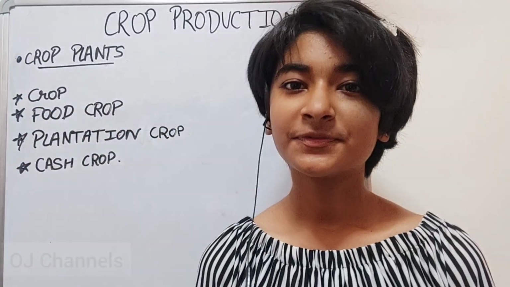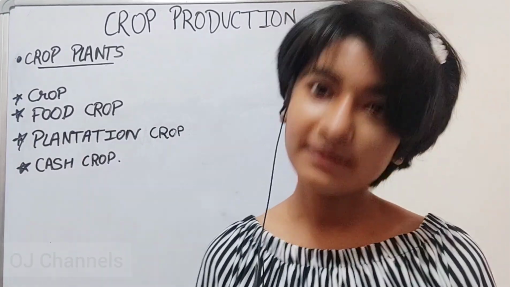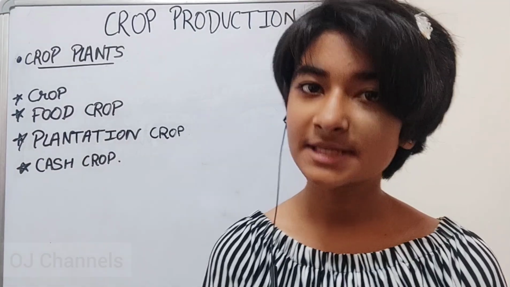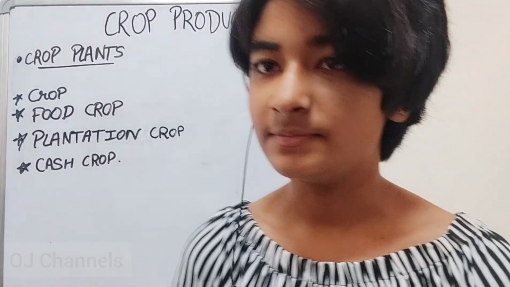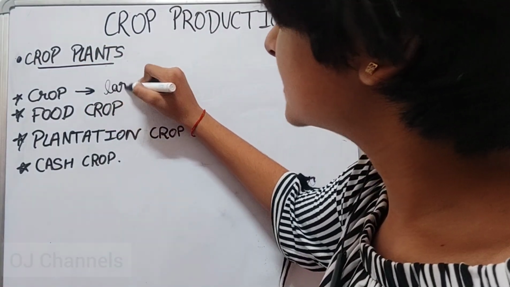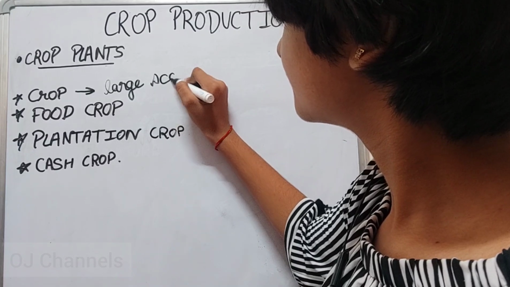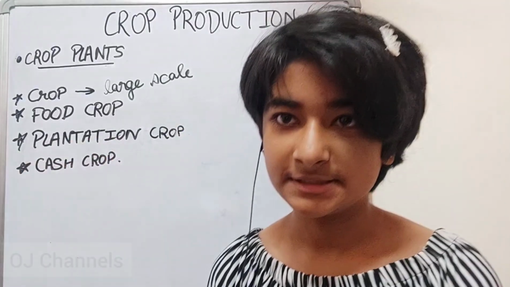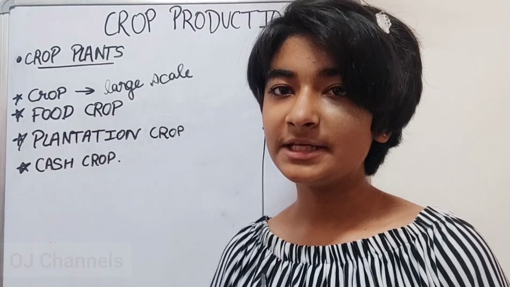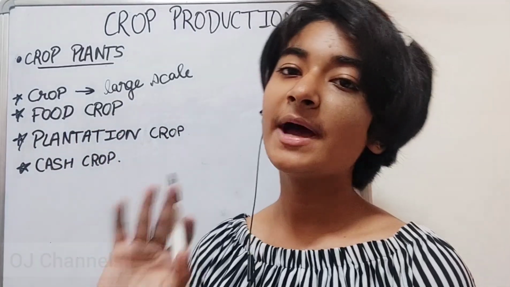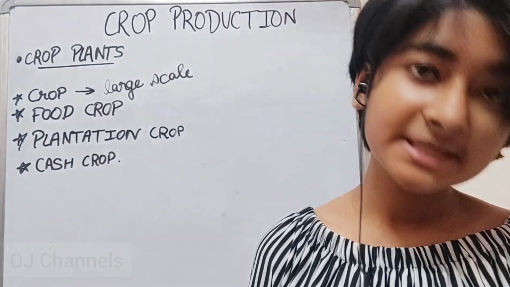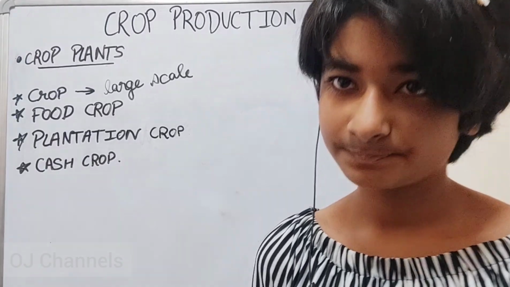So what are crops? Definition of crops. Yeah, this is really very simple. Crops are the plants which are grown on large scale for humans and animals. These are the plants which are grown on large scales, like on the fields. Some plants are grown on large fields so that they can be used by humans and animals, such as rice, maize, peas, beans, paddies, etc.